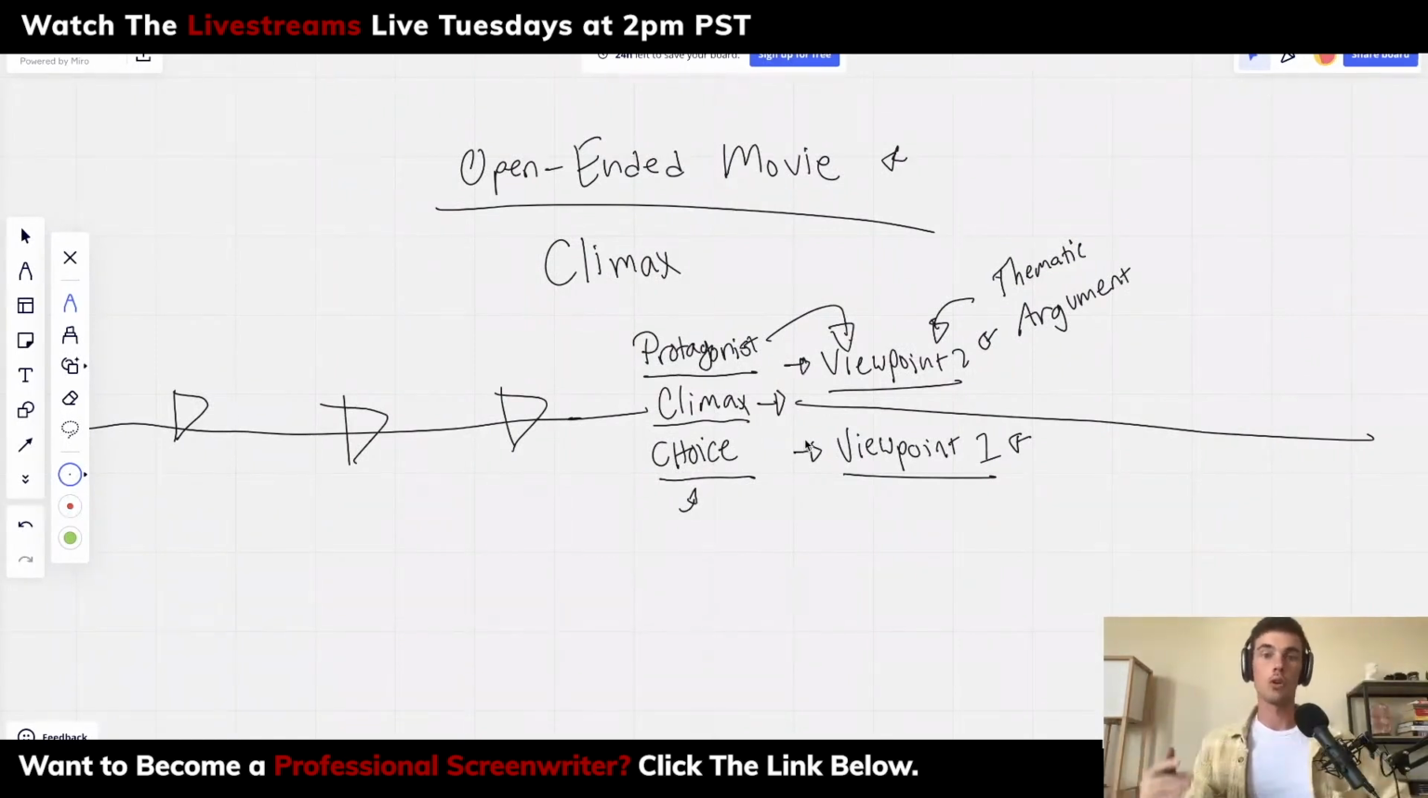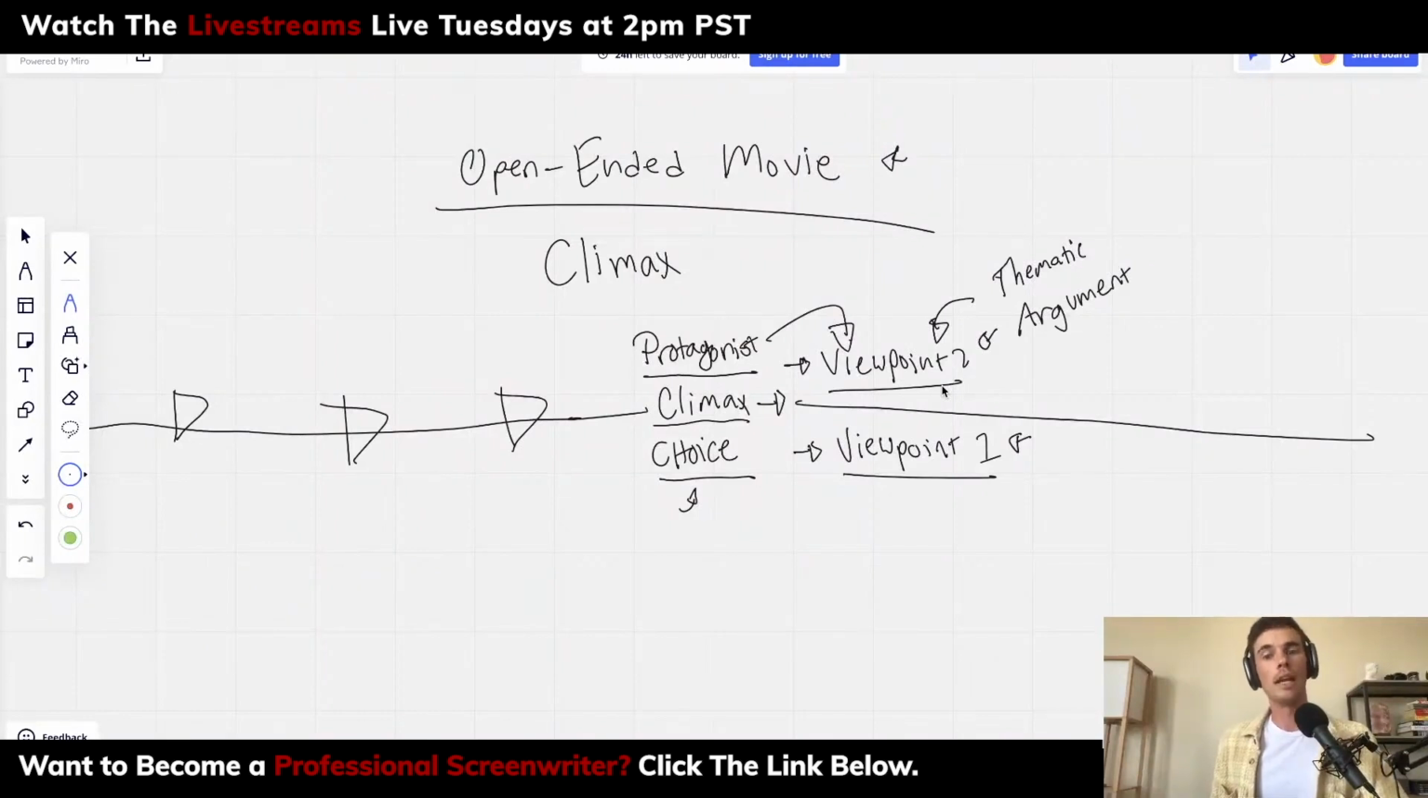So if your character wins, right, and let's say they choose viewpoint 2 and win, now you're essentially arguing for viewpoint 2 in that moment. If they choose viewpoint 2 and lose, you're arguing against it. Same thing on the other side. They choose viewpoint 1 and win, you're arguing for that viewpoint. They choose viewpoint 1 and lose, you're arguing against that viewpoint, right?